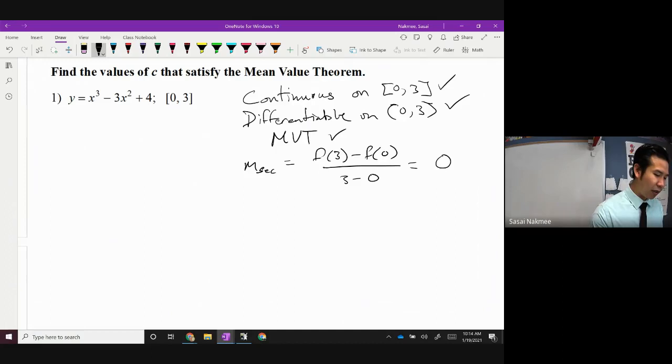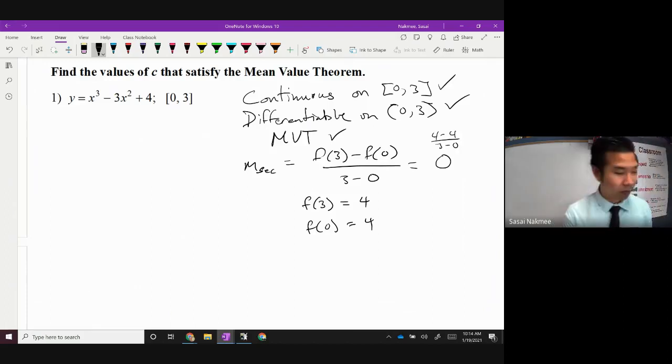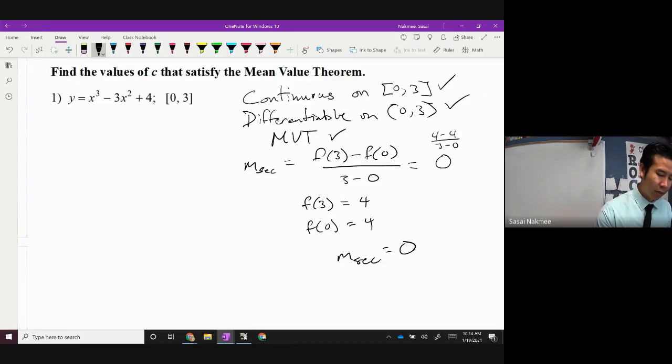If you need work or practice on that, just try doing the calculations. f of 3 is going to give you, I believe, 4, and f of 0 is going to give you 4 as well. So you end up with 4 minus 4 on the top and 3 minus 0 on the bottom, which is 0 over 3, just 0. So the slope of the secant line is equal to 0.